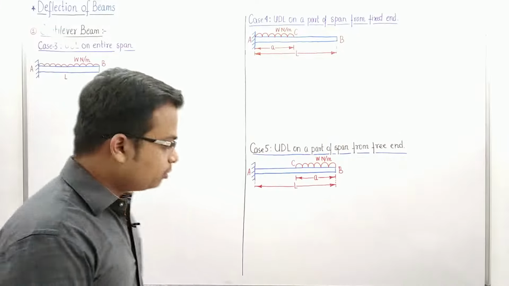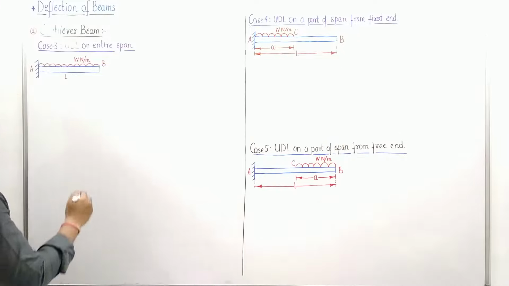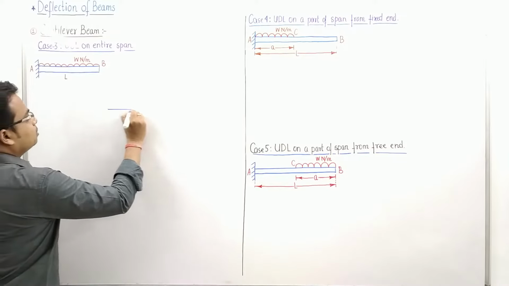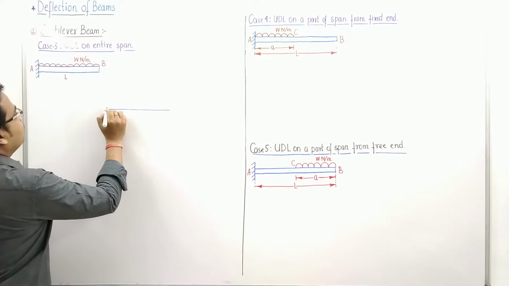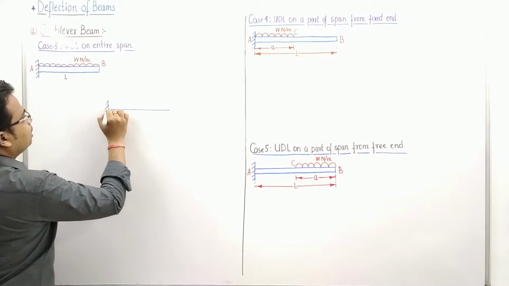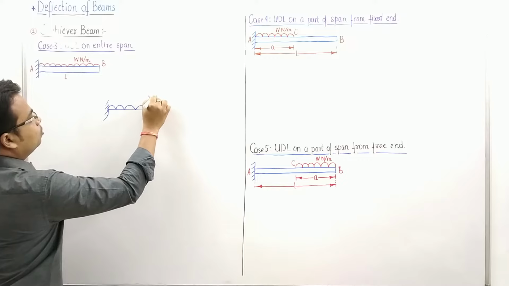Anyway, let's begin with today's lecture. The first thing that we'll do, just take a look at this. The beam is something like this. It's a fixed beam, isn't it? Like this. W newton per meter.